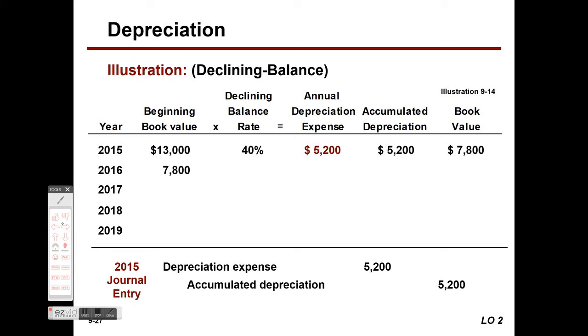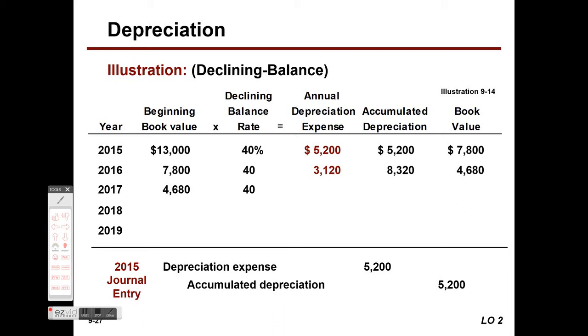Continuing on, we see the ending book value rolls to the beginning book value. So the beginning book value in 2016 is $7,800, and we take 40% of that number. All right, and we see what that works out to for depreciation expense for the year. We add that to accumulated depreciation, and we get a lower book value. And from this point, it's kind of wash, rinse, and repeat.